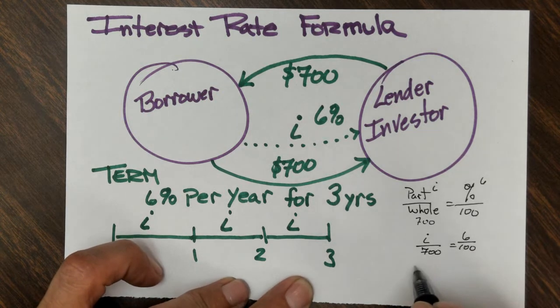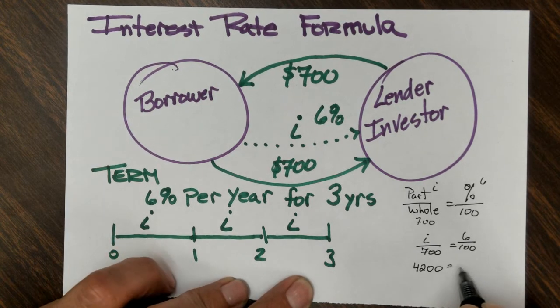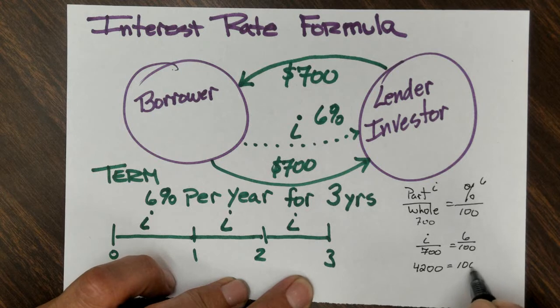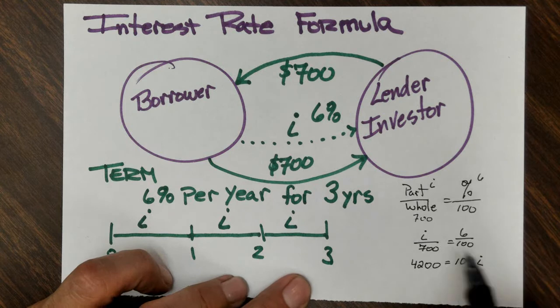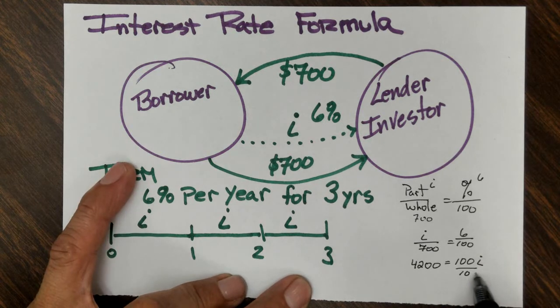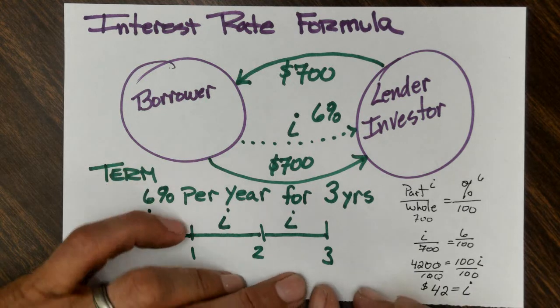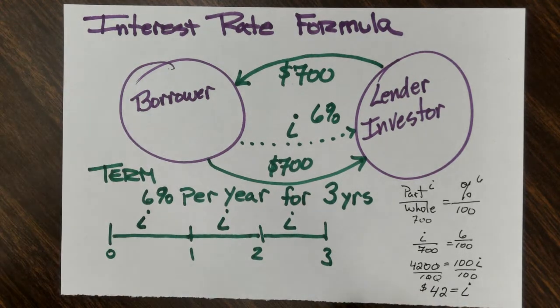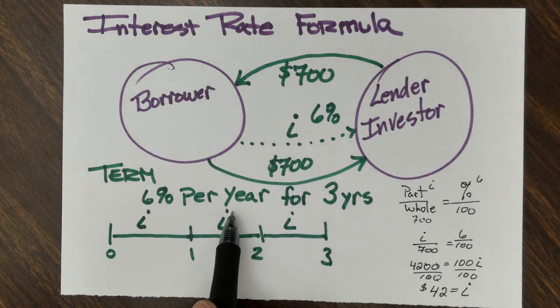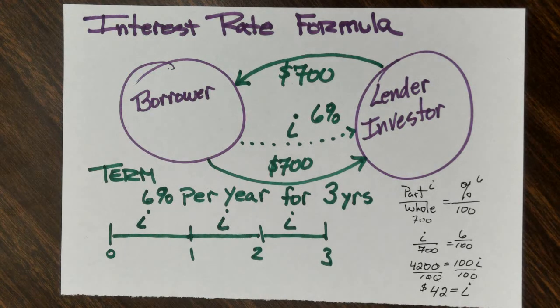I use the cross product. I get 4200 equals 100 I. Then I divide by 100 to get 1 I, divide by 100, and I'm going to end up crossing these out. I'm going to have $42 is equal to I. So the interest will be $42 per year for 3 years.